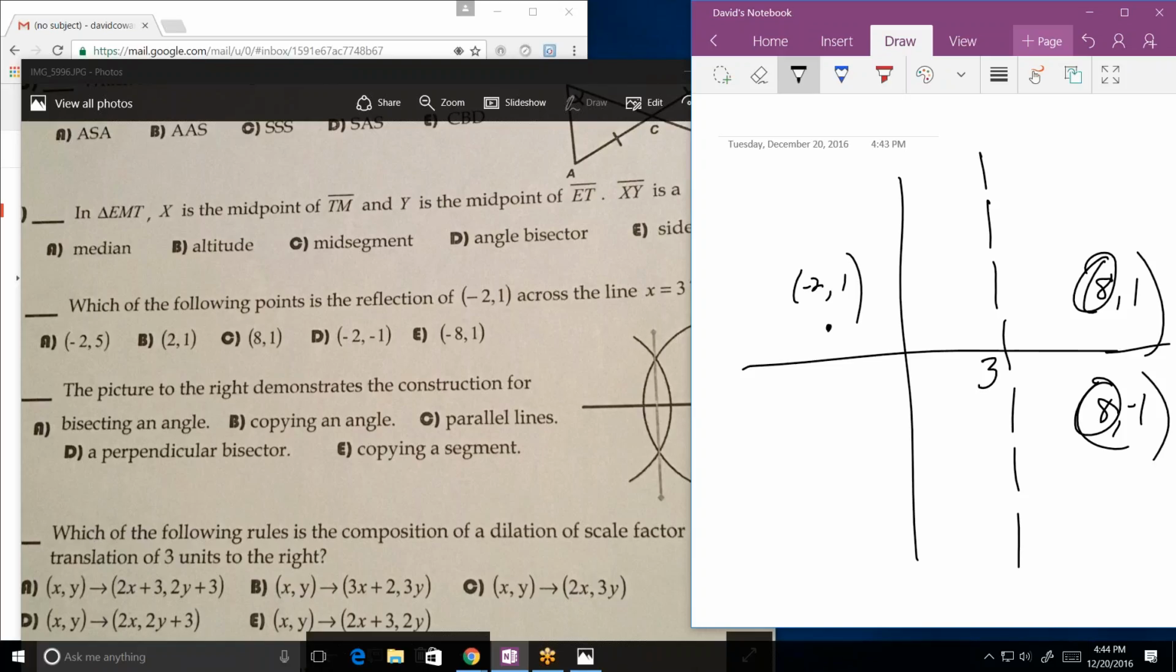And the y-coordinate is not affected by a reflection over a vertical line, whether it's the y-axis or the line x equal 3. They're both vertical lines, and so when I reflect about either one of them, it does not affect the y-coordinate.